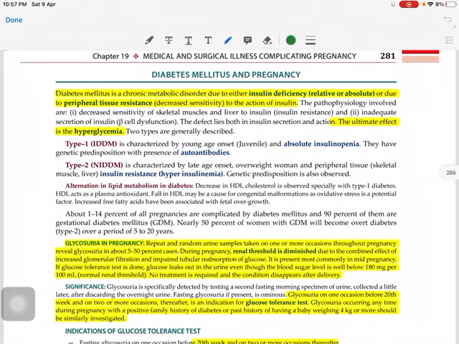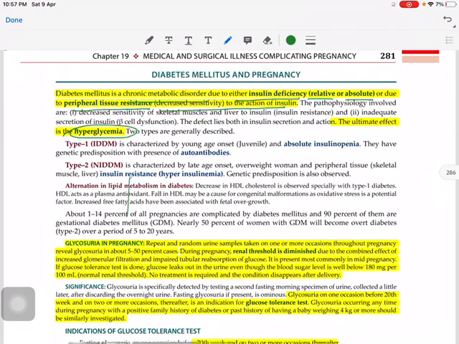So what happens is diabetes, it is a chronic metabolic disorder due to either insulin deficiency that can be relative or absolute, or due to peripheral tissue resistance to insulin. Okay, the ultimate effect is your hyperglycemia.